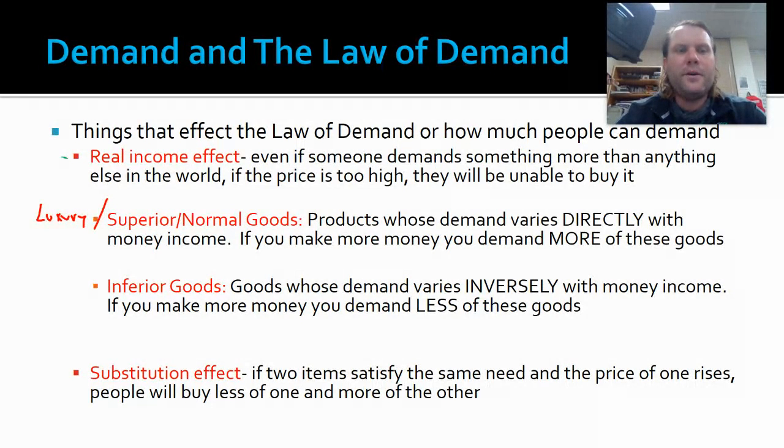All right. Inferior goods are kind of the opposite. Inferior goods are things I buy when I'm on a tight budget. Things that I buy on a tight budget would be like ramen noodles, frozen pizza, maybe fast food.